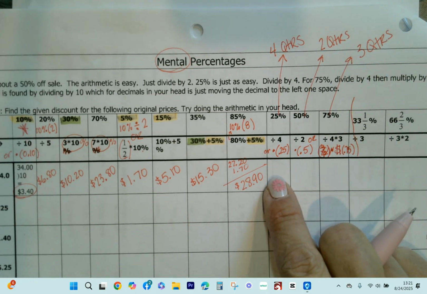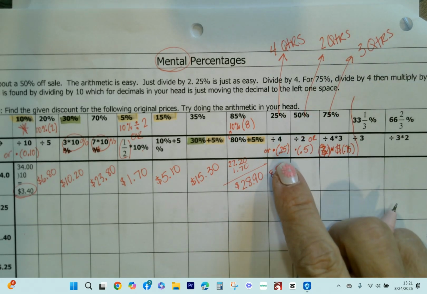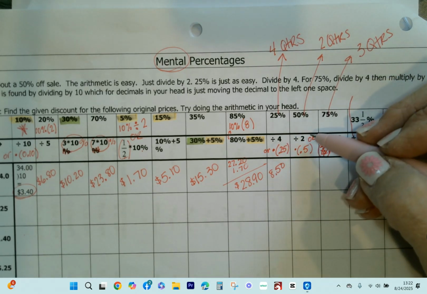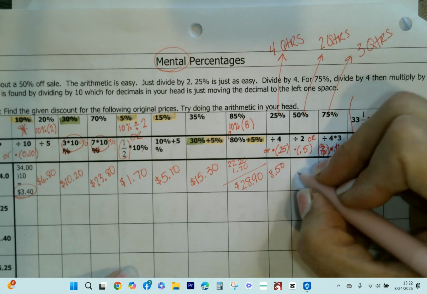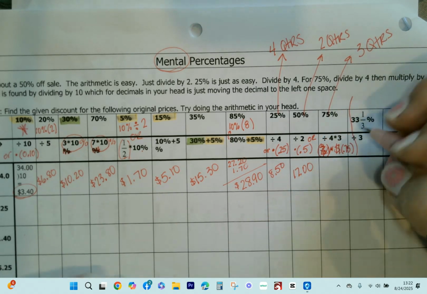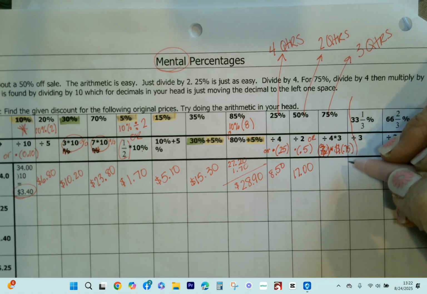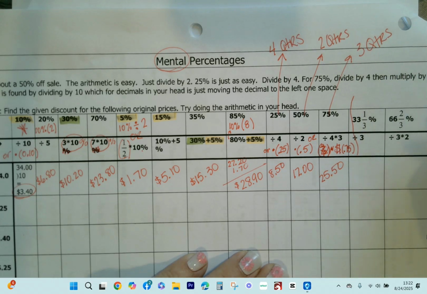Okay, and then we'll get to those. So if I take $34 and I divide by 4, I'm going to get $8.50. If I take $34 and I multiply by 0.25, I still get $8.50. So either one of these will work. $34 divided by 2 is $17. And $34 times 0.75 is $25.50.